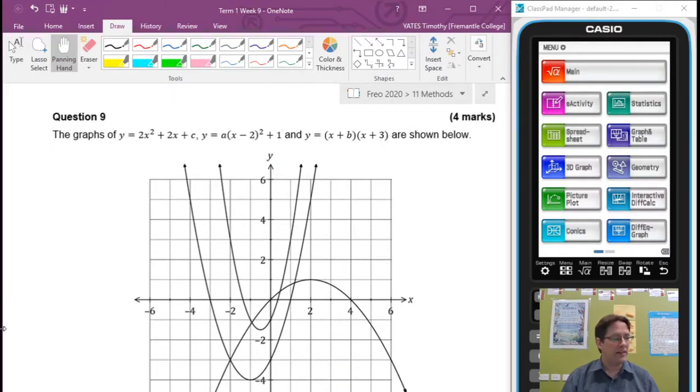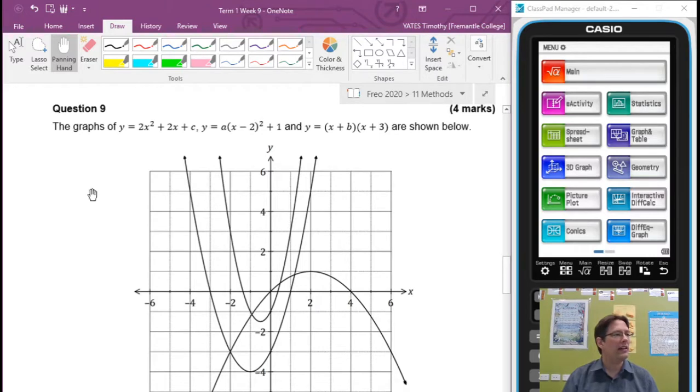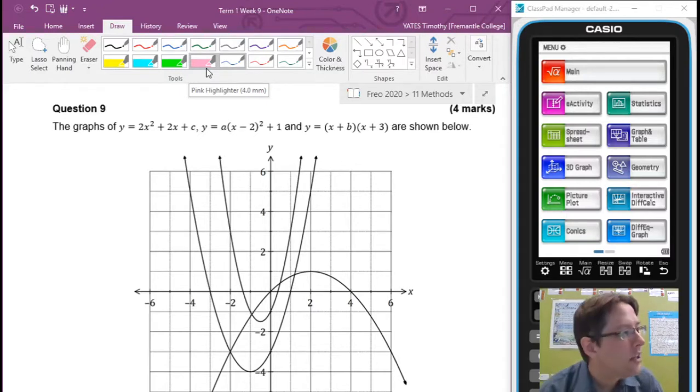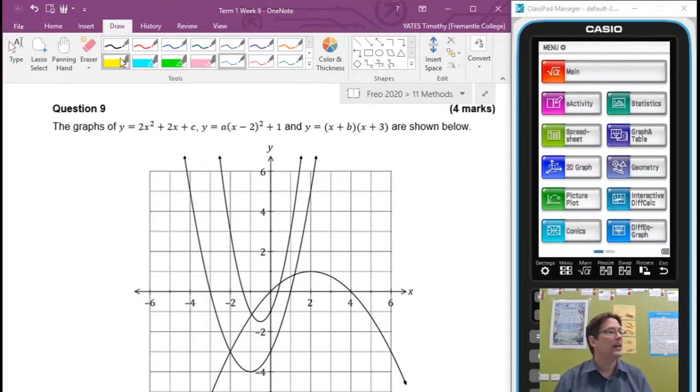Now, next up is our calculator allowed section. Now, calculator allowed does mean you can use your notes, and that becomes very important when doing these kinds of questions because your notes will really help you out. Now, I quite like this question because it covers something we first talked about when we started talking about quadratics and parabolas.